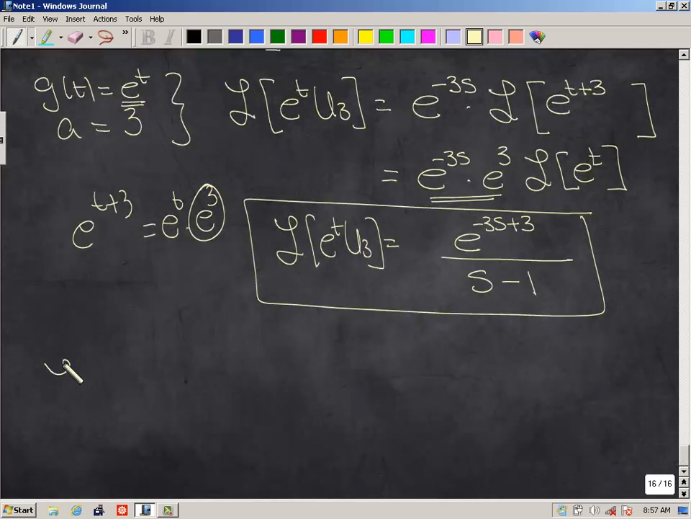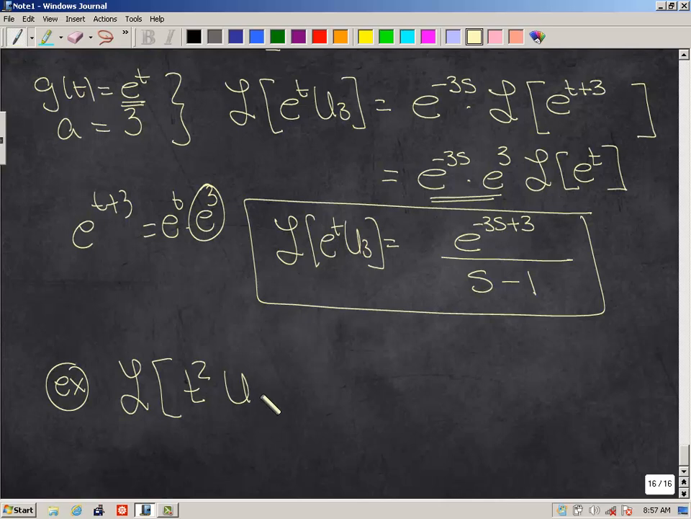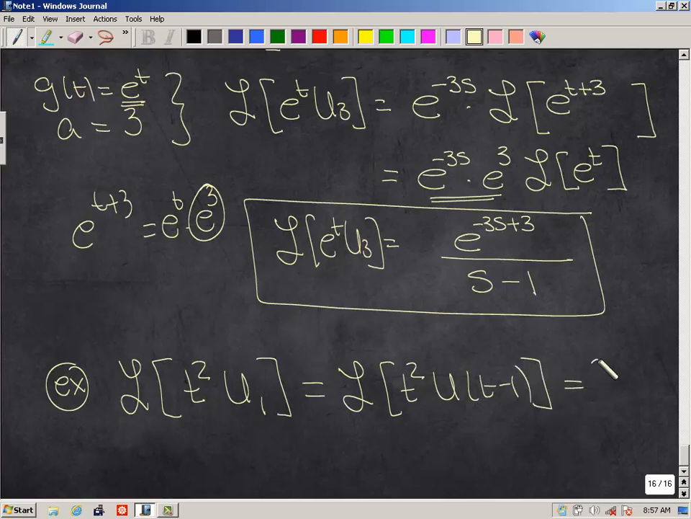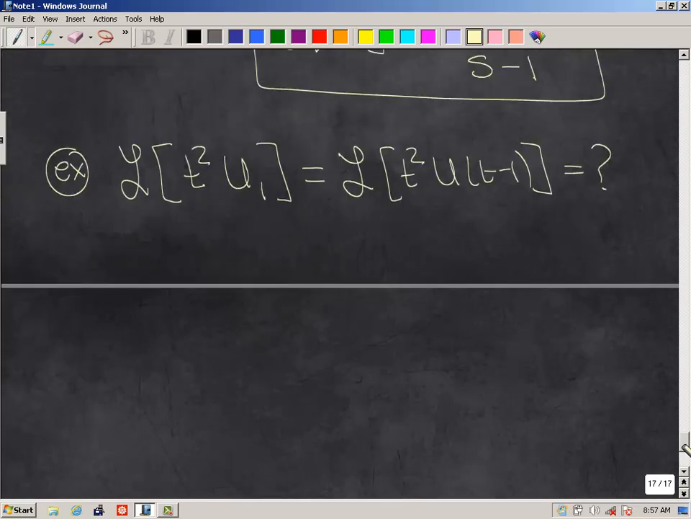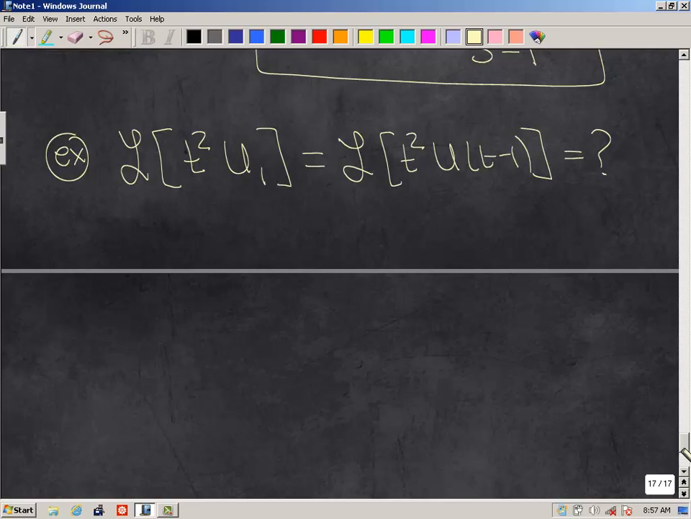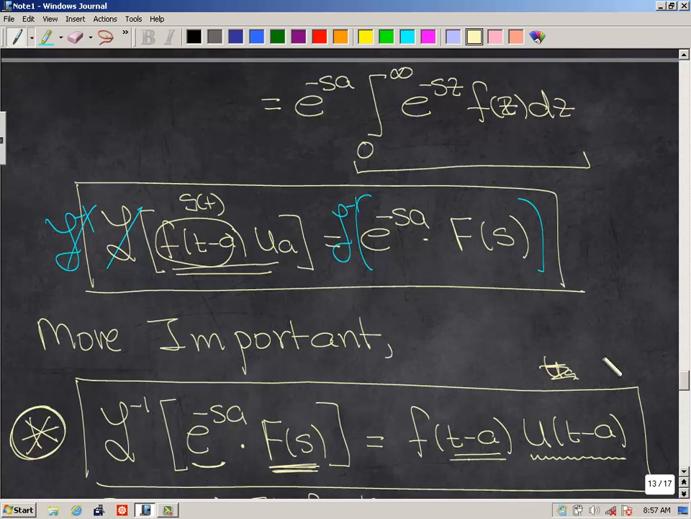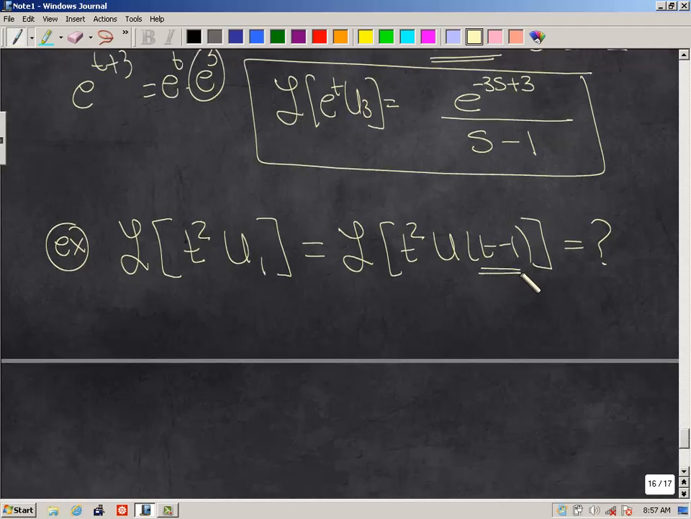Let's do another example. Let's say I want to find the Laplace of t squared u of 1. Another way to write this is the Laplace of t squared u of t minus 1. And you can see why we cannot use property 2. To use property 2, the function and the step function have to be translated at the same point, t minus a, t minus a. Is that what I have here? I have this translated to t minus 1.